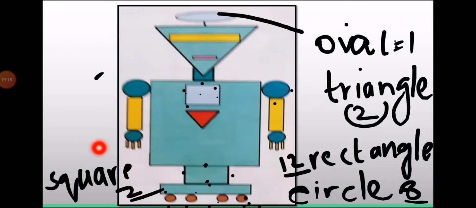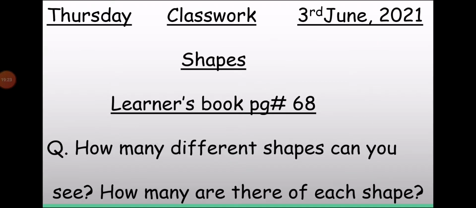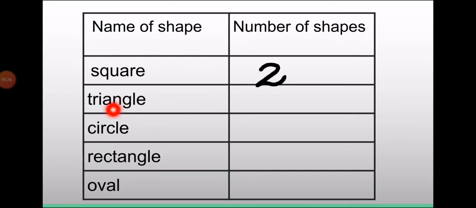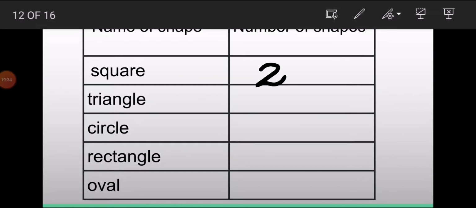Now look at the square. How many squares are used? We can see 1 and 2 squares are used. So you will write 2 in the first column in front of square. Now the second shape, it's this triangle. How many triangles are used here? This is 1 big one. This is 1 small one. So there are 2 triangles used in this shape. Then you will write 2 here.